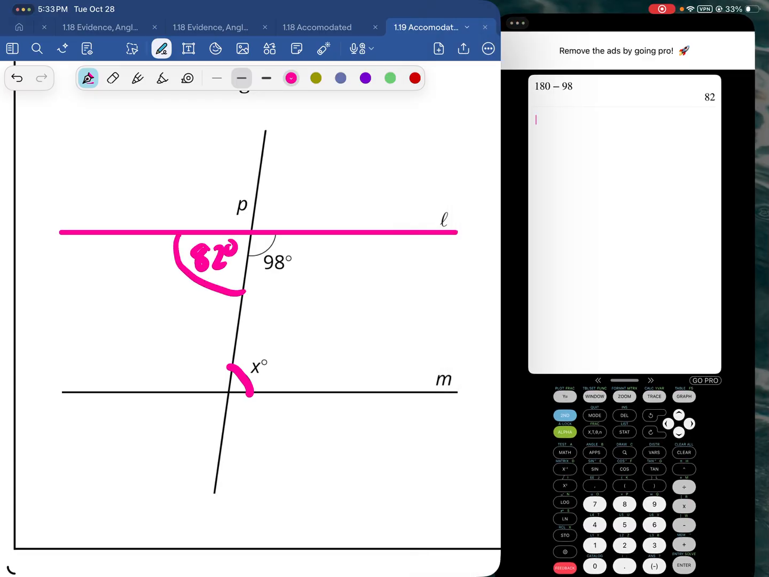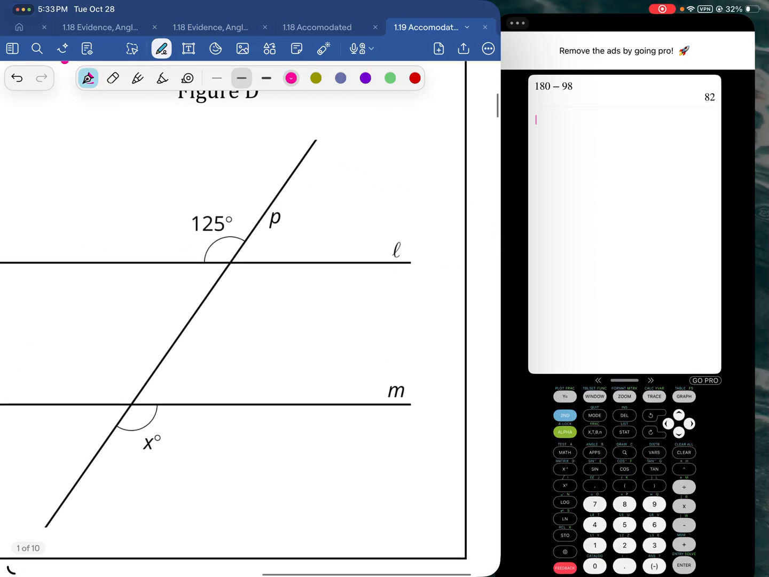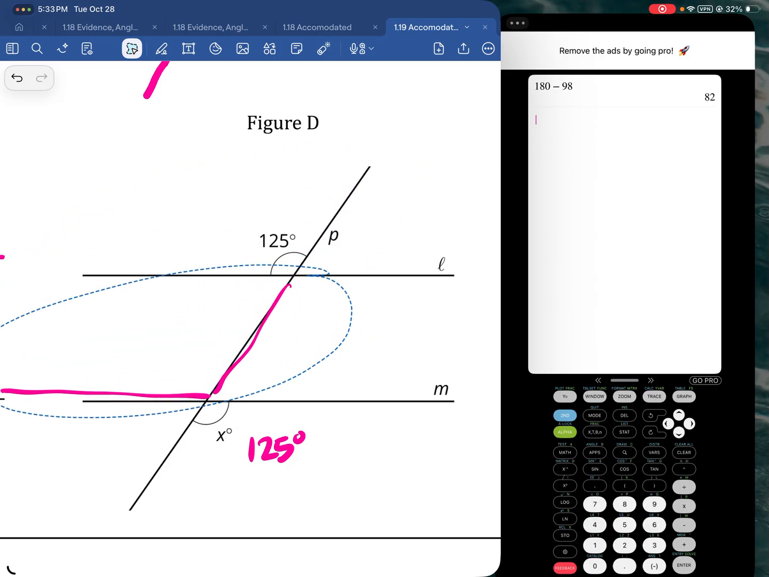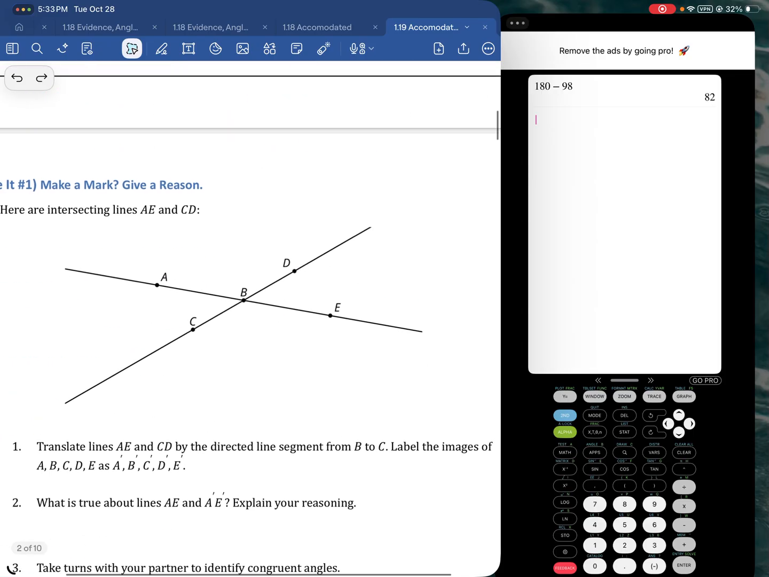And if I take this, translate it down over here, this will be 82 degrees. And look, vertical angles makes an X. This is also 82 degrees. Here, this is 125, and this is also 125 degrees. I could translate this angle down, and then we'll get vertical angles over here. All right, let's move on.